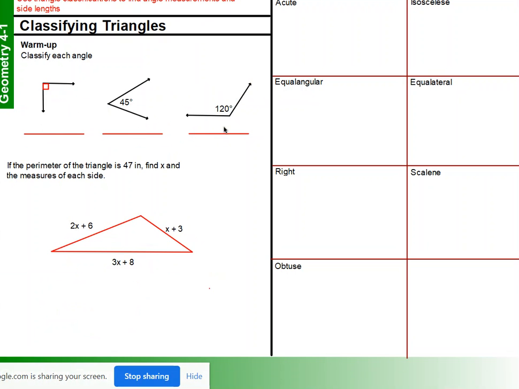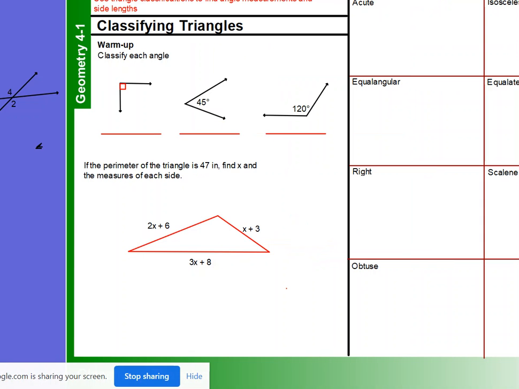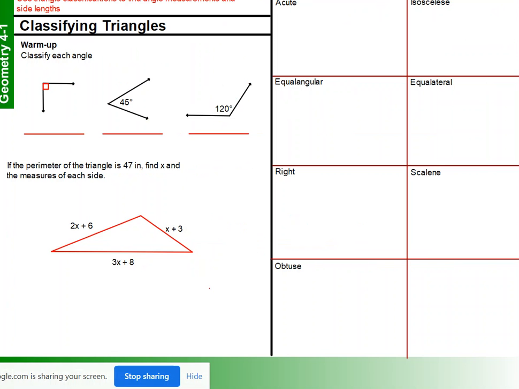So the big idea today is classifying triangles. And the purpose of this lesson is to classify triangles by the angle measurements and side lengths, and use triangle classifications to find angle measurements and side lengths. So that's what we're doing.